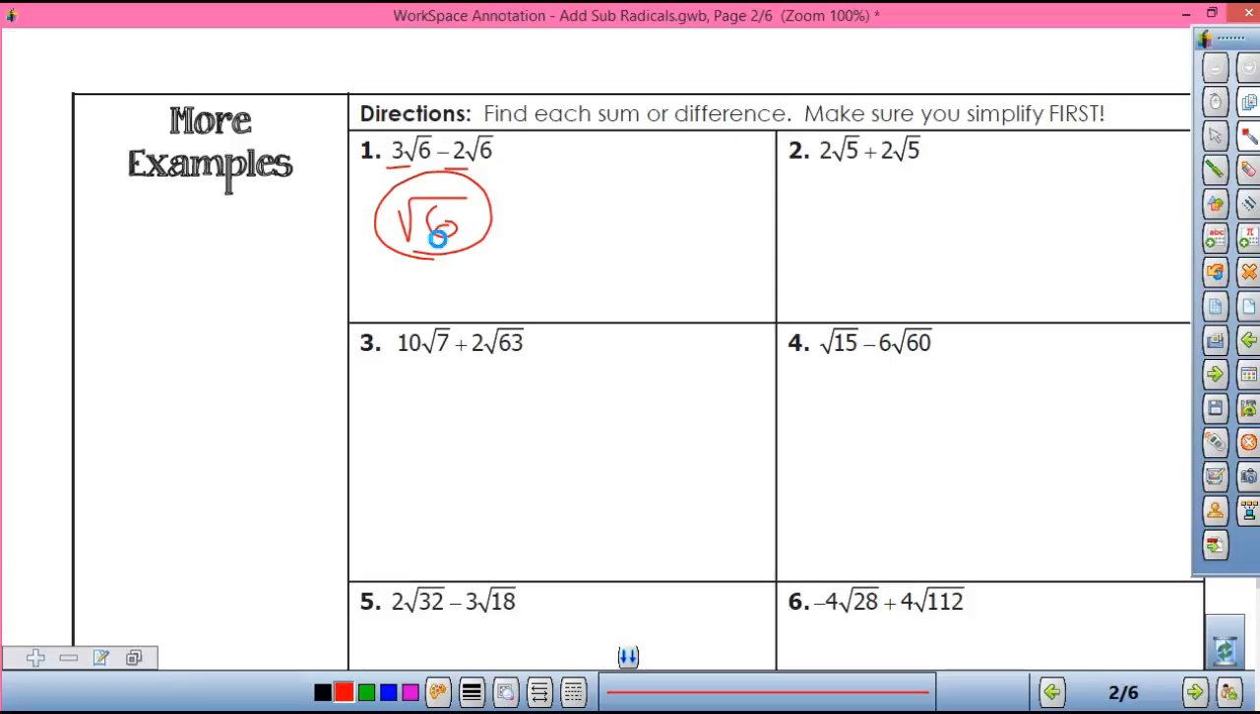Okay, number 2, do I have the same root? Yep, they're both root 5. So 2 root 5 plus 2 root 5 gives me 4 root 5. Wow, wouldn't that be nice to follow our problems like that?